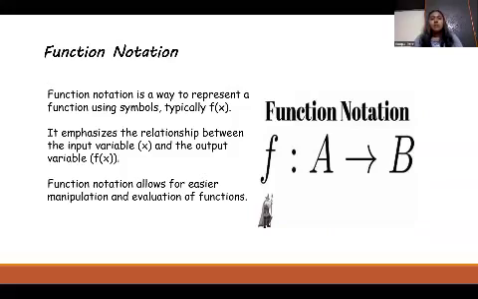Function notation. Function notation is a way to represent a function using symbols, typically f of x. It emphasizes the relationship between the input variable x and the output variable f of x. The function notation allows for easier manipulation and evaluation of functions.